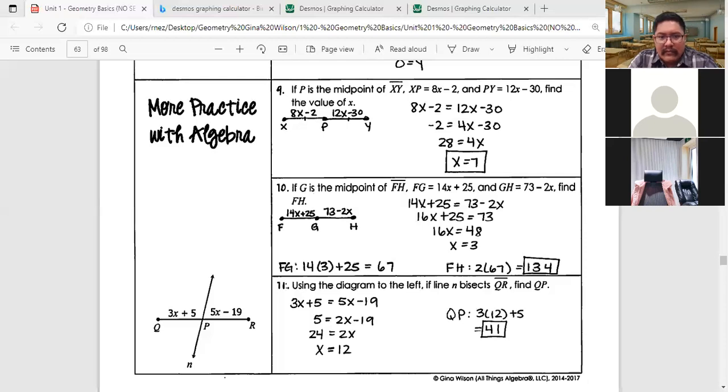All right, so we got one more to go, and then we can go on to the next lesson. Make sure you get this one copied down. I'll give you a couple more seconds, and then we'll move on to the next one.